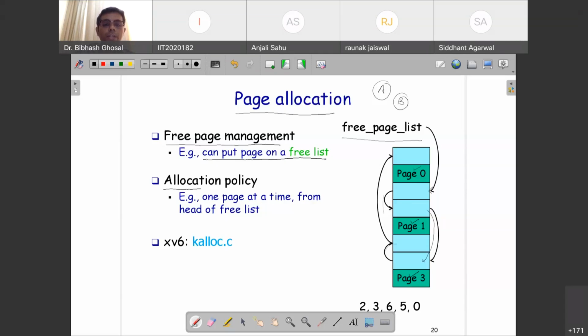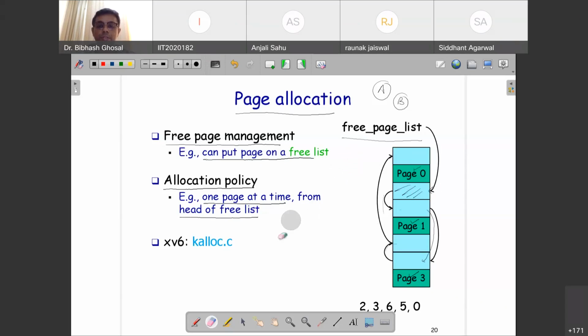Now, what is the algorithm for allocation? What is the policy? The policy is one page will be allocated at a time from the head of the free list. Obviously, it's a linked list. So the current head will be the one which is the candidate for allocation. The moment this is allocated, the head will now shift to this particular location.